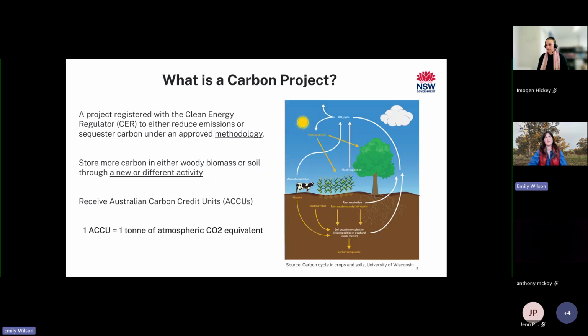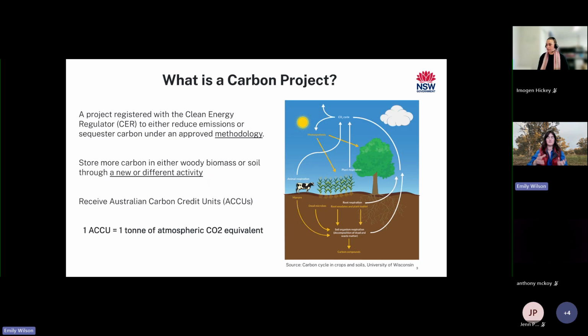So Kylie talked a little bit about the regulated and unregulated market. When we talk about a carbon project, that's the regulated market. So going back to basics, it is a project that's registered with the Clean Energy Regulator, the CER, which is the Australian Government, that aims to either reduce emissions or increase carbon sequestration under an approved methodology. In agriculture, there are some avoided emissions projects. You might have heard about effluent management in dairy or methane capture in piggeries. But in this webinar, we're going to concentrate on sequestration projects because they're the most relevant to the majority of our agricultural enterprises.